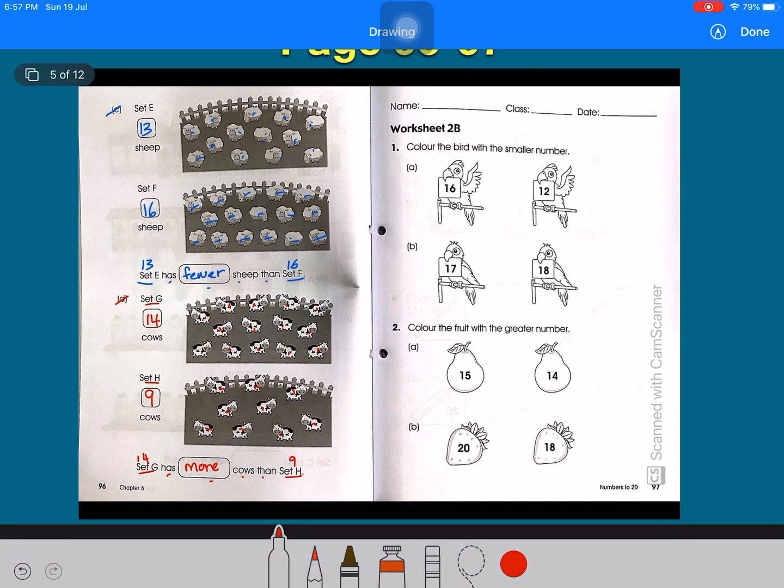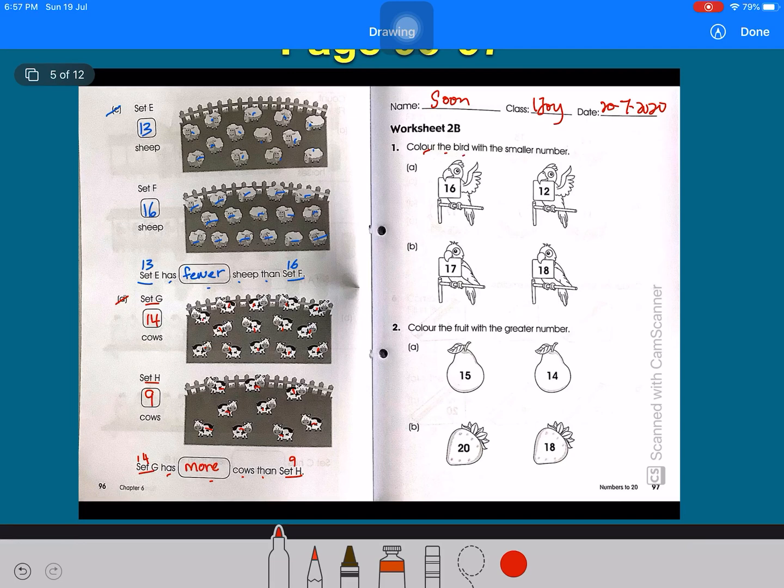Okay, so next one is worksheet 2B already, page 97. Write down your name and class and today's date. If you haven't, write lah, for those who haven't done. For those who have done already, when you watch this video, just recall back the lessons.